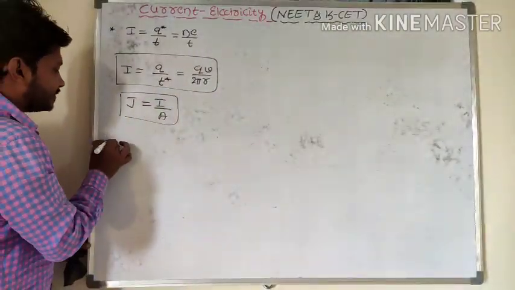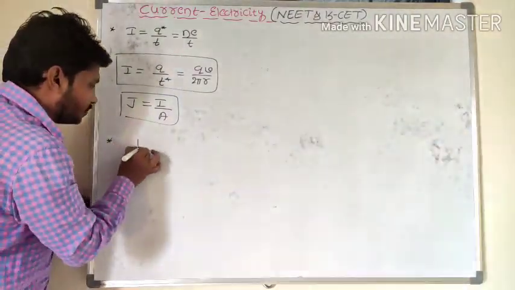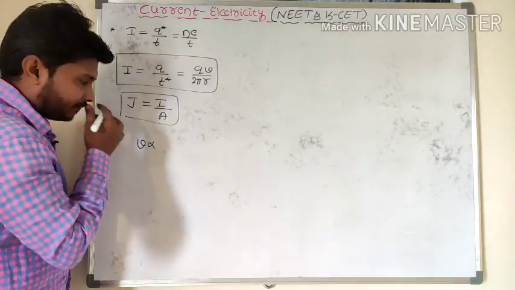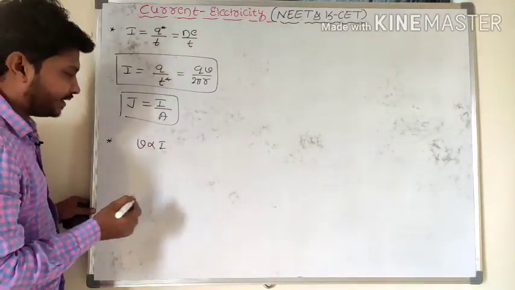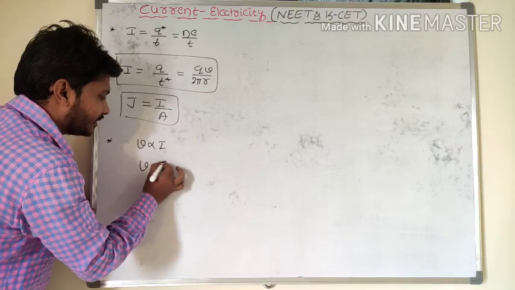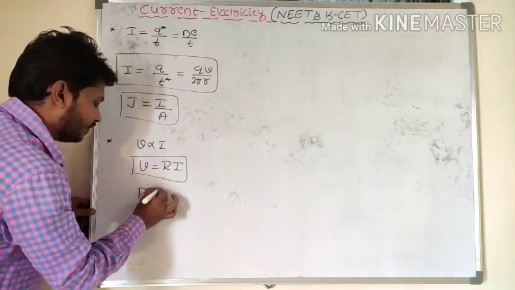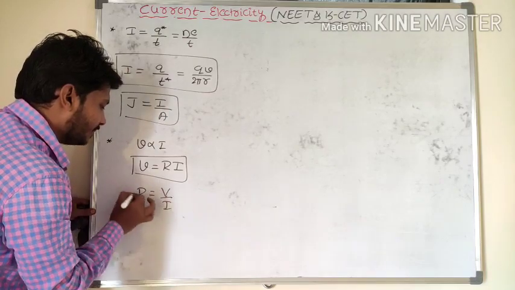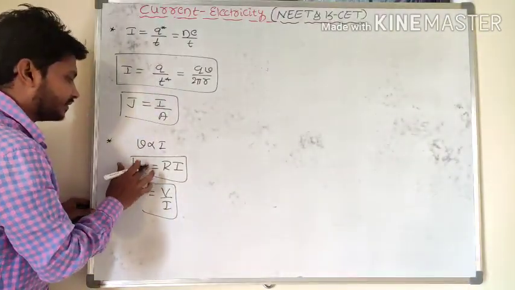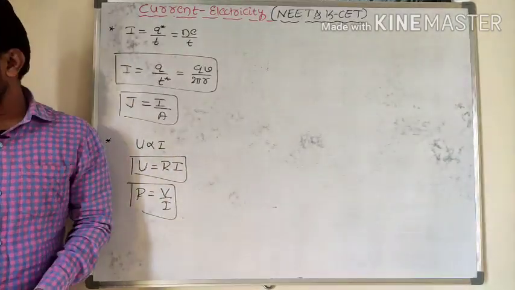In case of current, I will consider Ohm's law. From Ohm's law I can write that potential difference is directly proportional to current, or V is equal to resistance R into I. Where R is nothing but V by I. So what is resistance? Resistance R is equal to V by I.